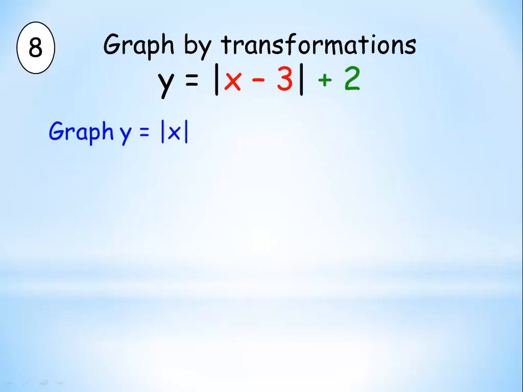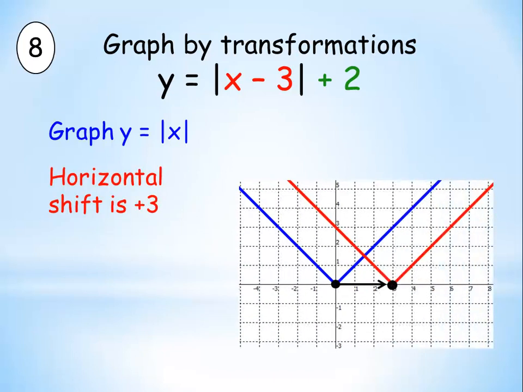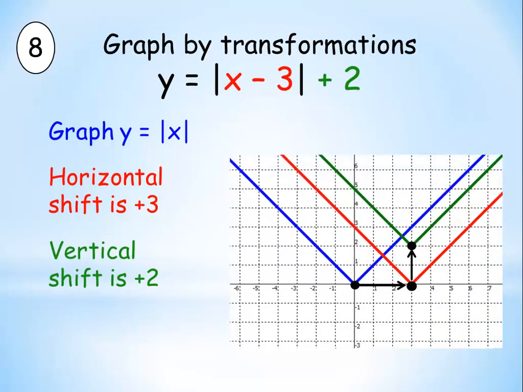If we add on a 2 at the end of the equation, we simply start out the same with the parent graph, take care of the horizontal shift, and then vertically we move the graph upward 2 units. So our new vertex is (3, 2). And once again, it's the same pattern. The opposite of the number inside absolute value signs, but exactly the number that we see outside for our ordered pair here, (3, 2).